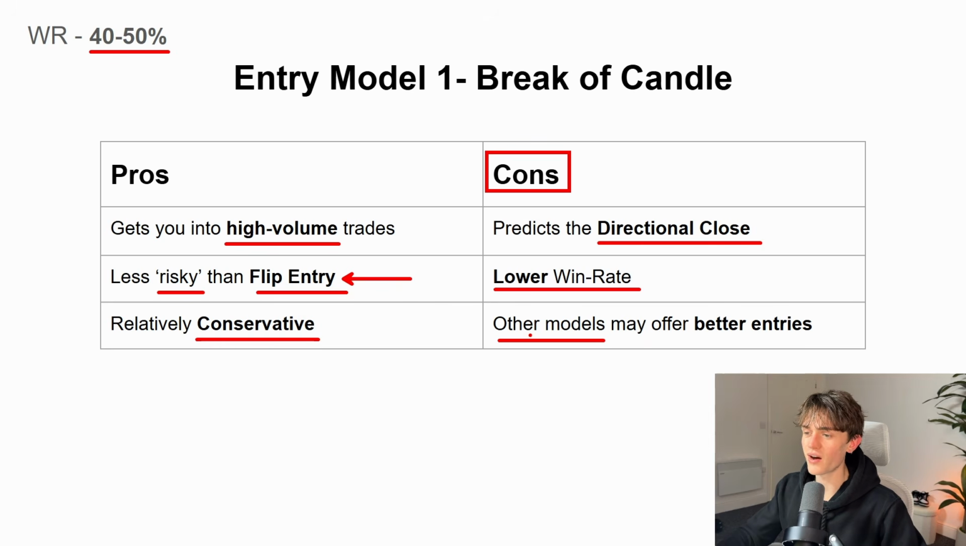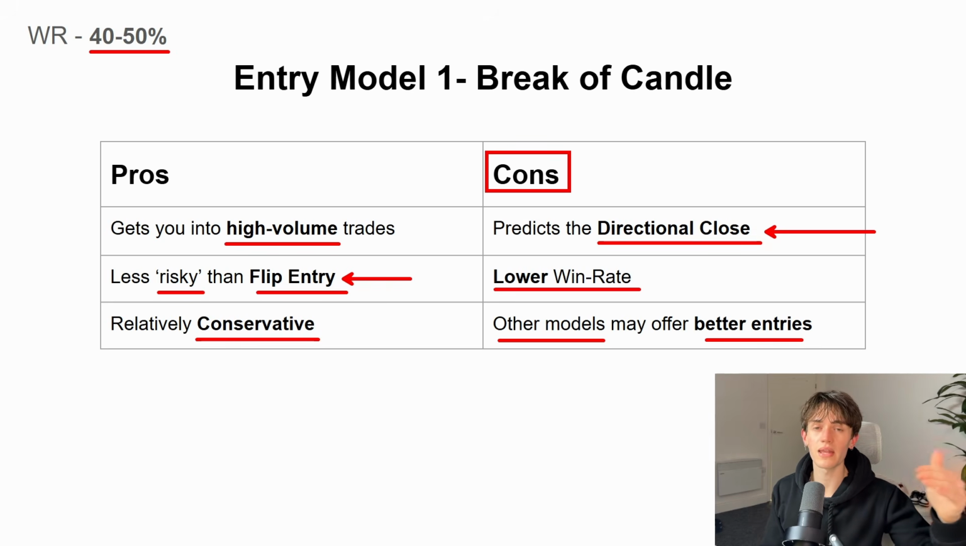On top of this, there are going to be times where other entry models offer better entries, including the directional close. Once again, we're just predicting that price is going to close in our favor. There are going to be times where break of candle is triggered and then price comes back down and we do get a better directional close. And it's all just going to come back down to the point that this is just in place to not miss any trades.